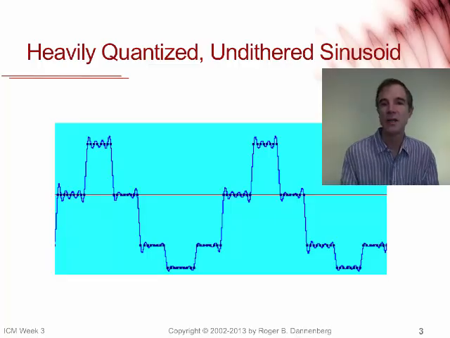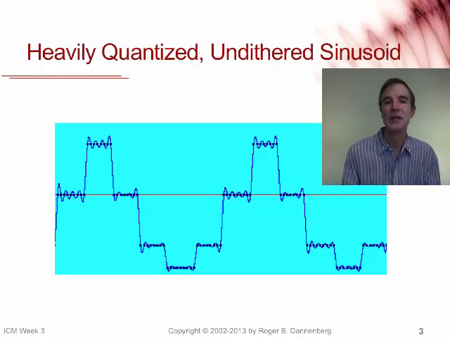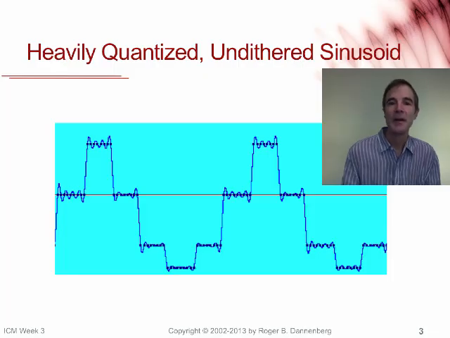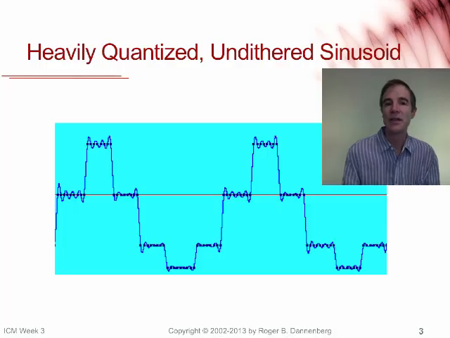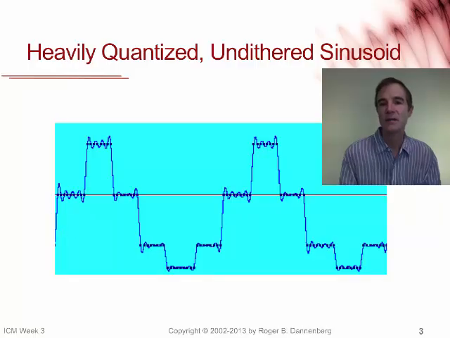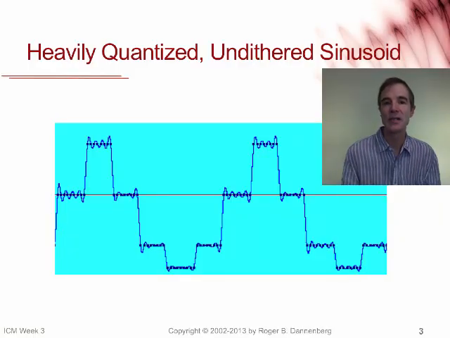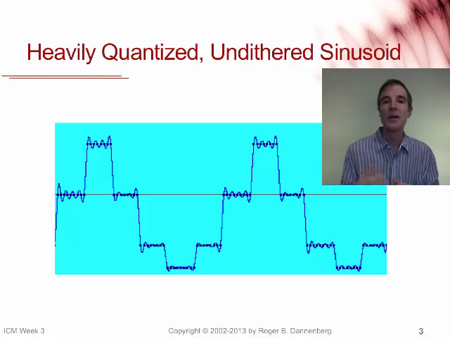This is a heavily quantized, undithered sinusoid signal. And you can see that what should be a sinusoid with an amplitude of about 1.5 or 2 quantization levels has turned into this sort of repeating sequence of stair steps and pulses, which, if you took the Fourier transform of this, would decompose into the fundamental frequency that we're trying to reproduce, along with a bunch of harmonics.